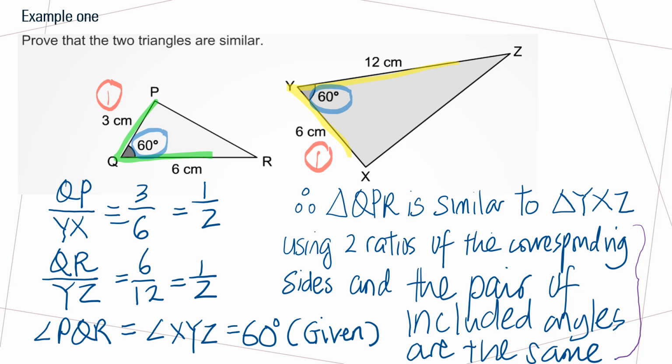And when you name the similar triangles, you make sure that the angles correspond. That means your angle Q will correspond to angle Y. Your angle P must correspond to angle X. Correspond means must be the same angle. Angle R must correspond to angle Z. So the order is important.